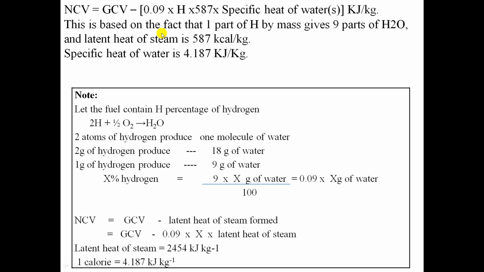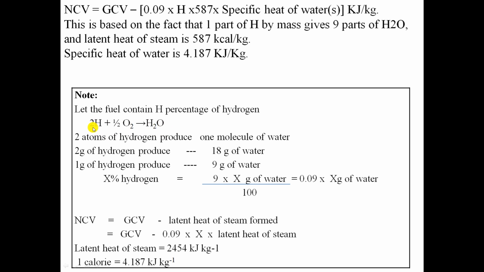This is based on the fact that 1 part of hydrogen by mass gives 9 parts of water. The latent heat of steam is 587 kilocalories. In order to convert this 587 kilocalories, we have to remember that specific heat of water is 4.18 kilojoule per kg. Then how does this 0.09 into H come? We have to look at this reaction. Here, let the fuel contain H percentage of hydrogen, and this hydrogen will burn in the presence of oxygen in order to produce water.